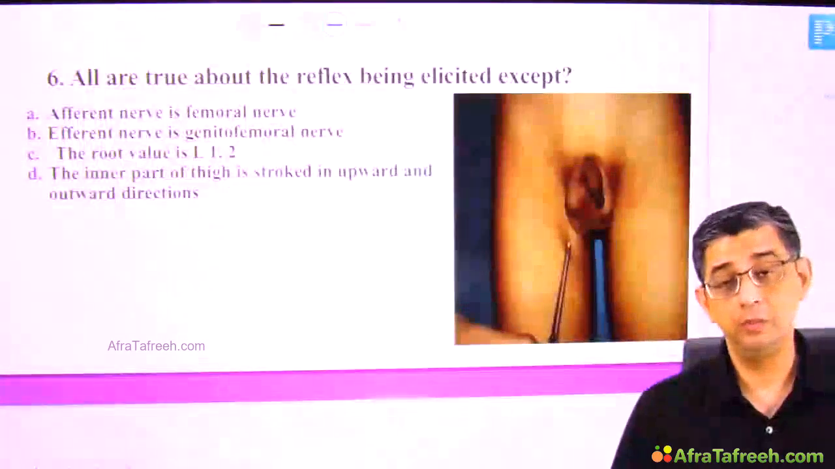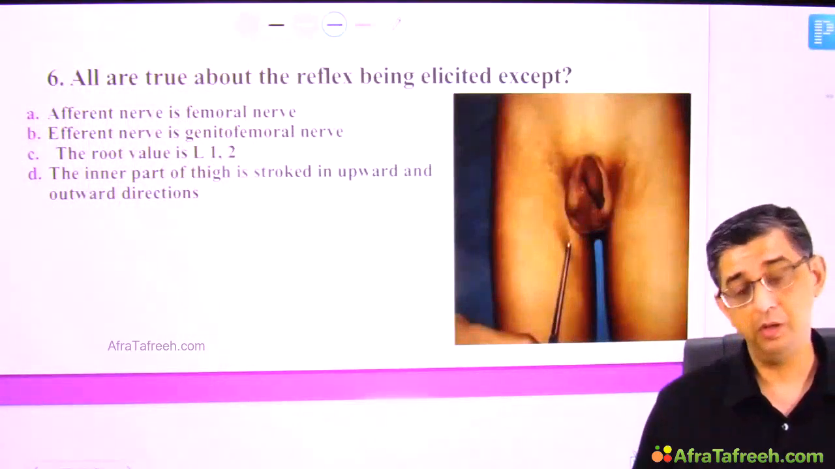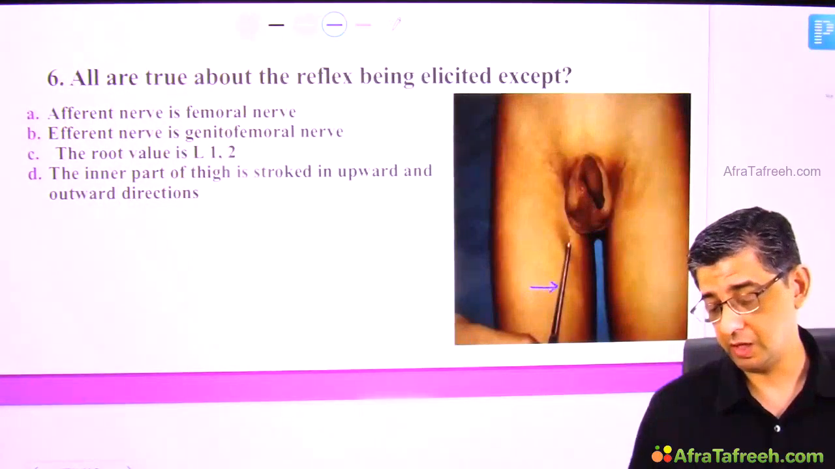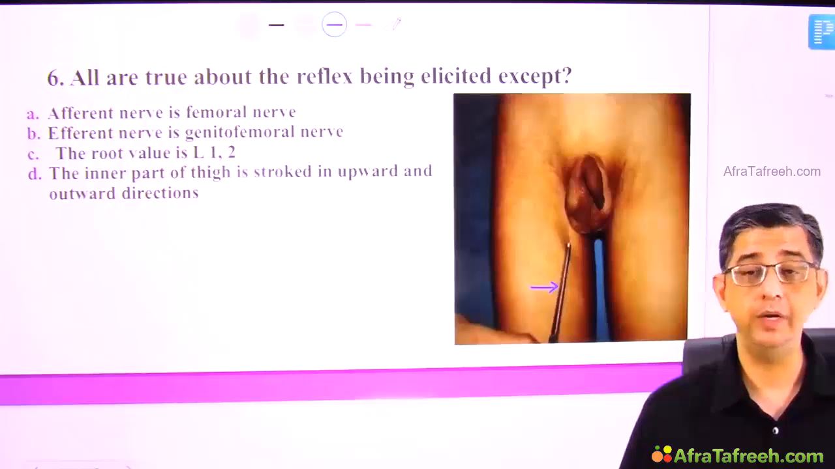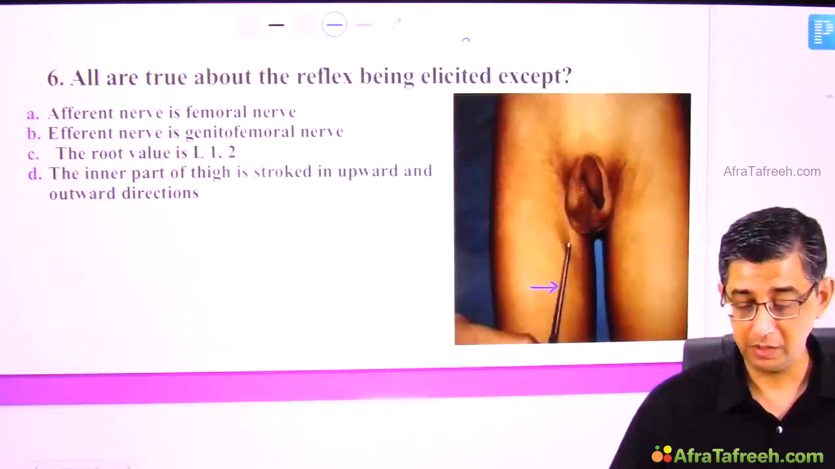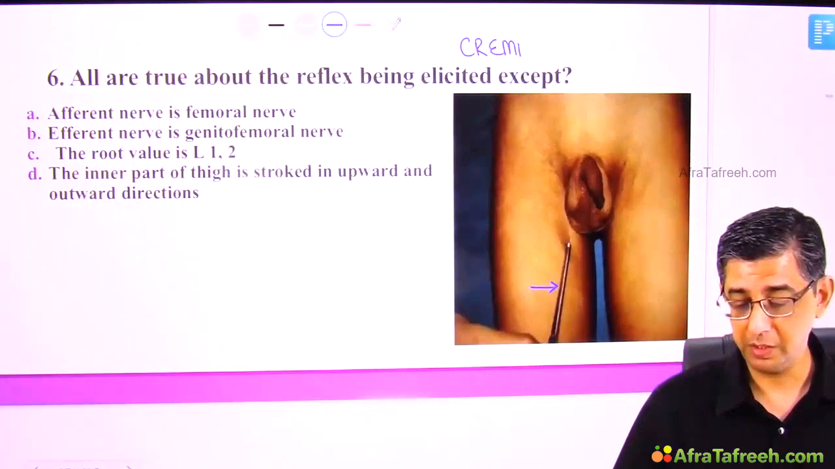The next question talks about a reflex being elicited. So first of all, you can definitely see the backside of the hammer of a doctor, and he's stroking the medial side of the thigh of a patient. That's a male patient per se. So what is the test being done, guys? That's going to be the cremasteric reflex.